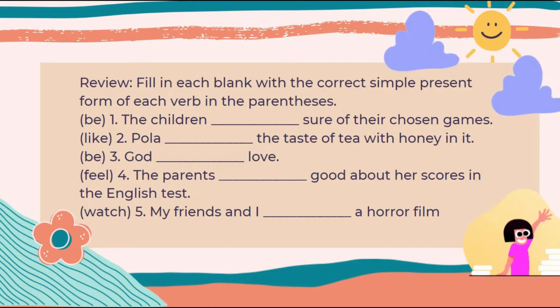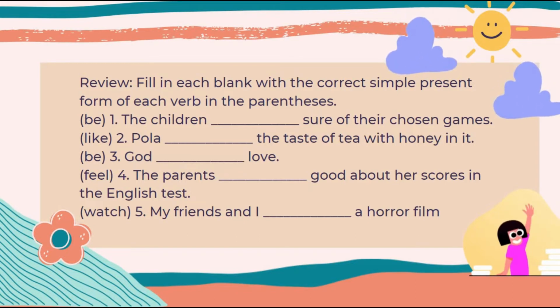Fill in each blank with the correct simple present form of each verb in the parentheses. Number 1. The children blank sure of their chosen games. What is the answer? Yes, please? You've got it right. Next, we have number 2. Paula blank the taste of tea with honey in it. What is the verb for number 2? Yes, correct. Likes. Wow, impressive.